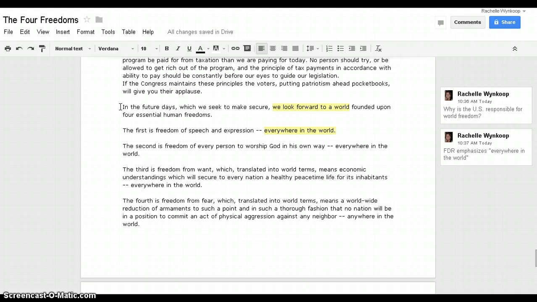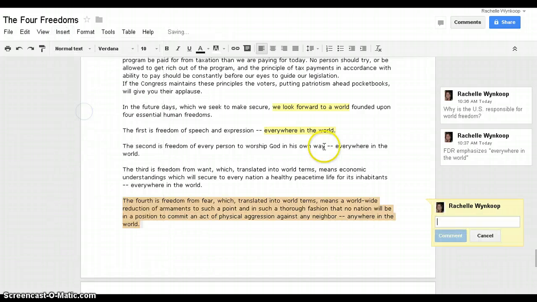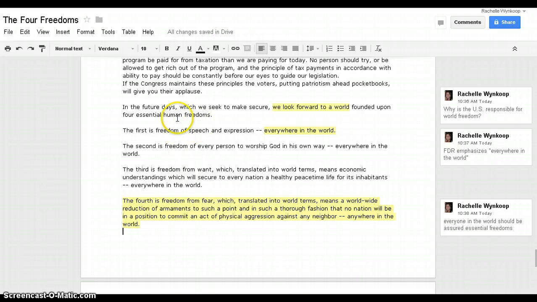And if we go back through and look from the introduction, "in the future days," to all four of the freedoms, I believe the main idea that he wants us to understand is that everyone in the world should be assured essential freedoms. And that's the main idea, which again you can see from him emphasizing it as he gives us each one of the freedoms.